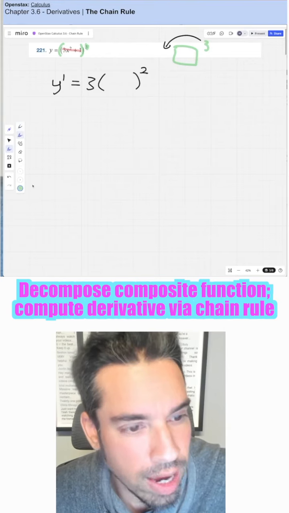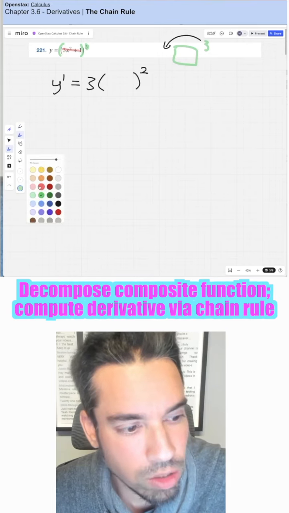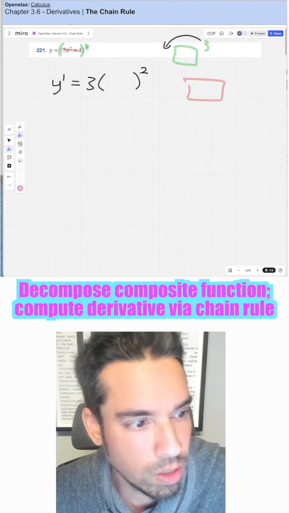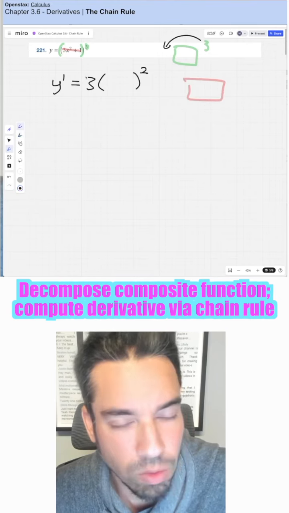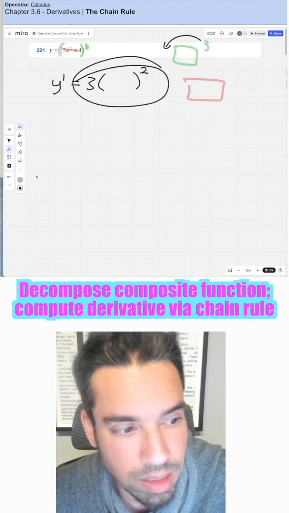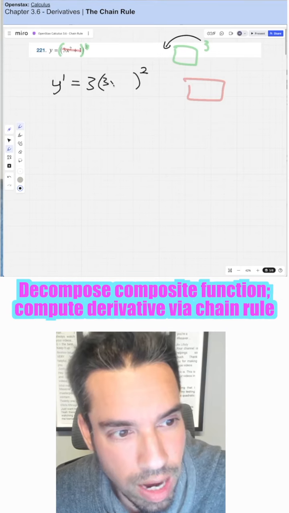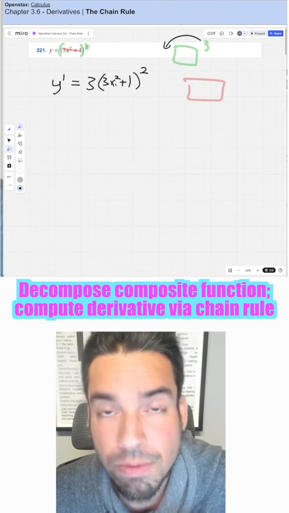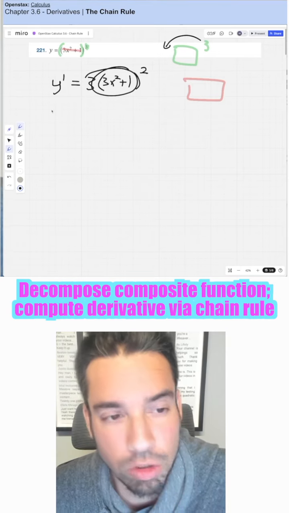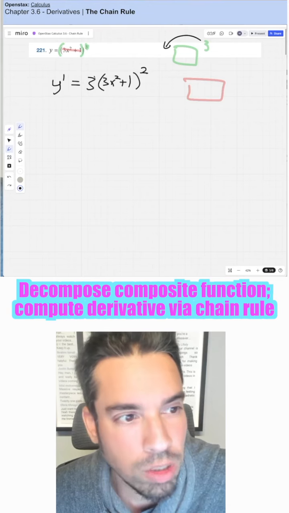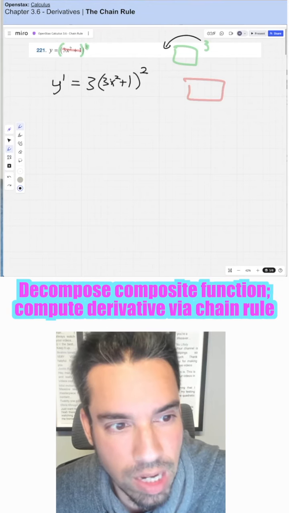Now let's look at the inside function, right? So the inside function is this portion that I highlighted in red, and we're just going to take the derivative of that next, and then whatever the derivative of that is we're going to multiply it against this. But by the way, what goes in here? The same thing. 3x squared plus 1. So for the first derivation, we leave this alone. We don't change anything. Now we multiply it times the derivative of 3x squared plus 1.